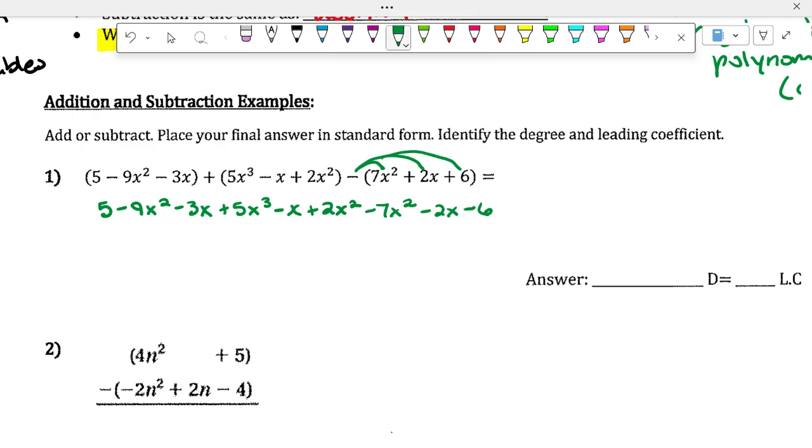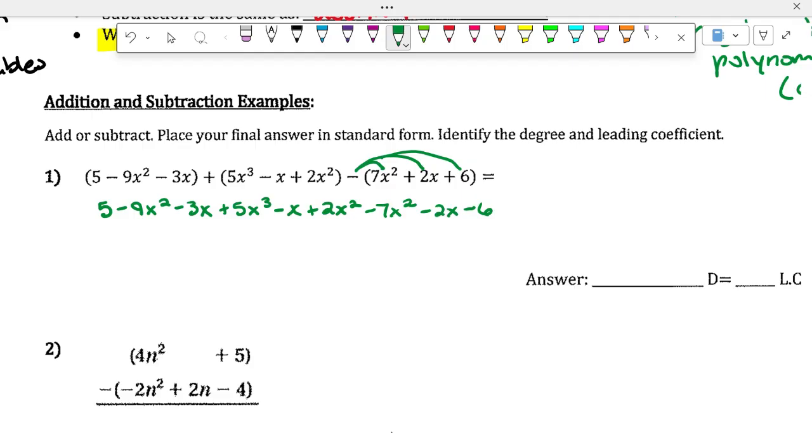So when I say distribute the negative, do not just distribute it to the first term. That's also a very common mistake I see. Make sure you change the signs of all those terms in the parentheses. So if it helps you, draw the line so that you remember to change the signs for all of the terms. Now, this is straight addition.